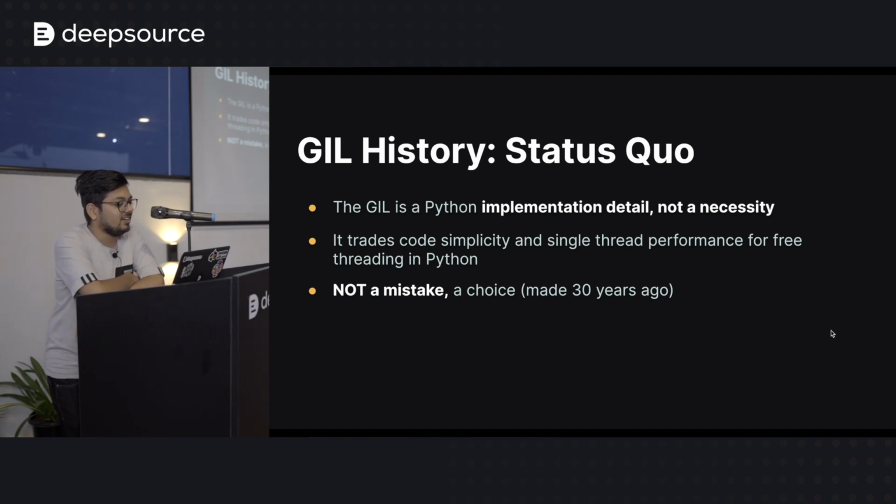Why can't Python? Well, the thing with the GIL is that it was a choice that Python made around 30 years ago. Now 30 years ago, multi-core processors were not really a popular thing. So that's an implementation detail that Python picked up. Now it's not necessary for Python to have a GIL. It's just that till now there had not been a better way to do it without compromising single thread performance.